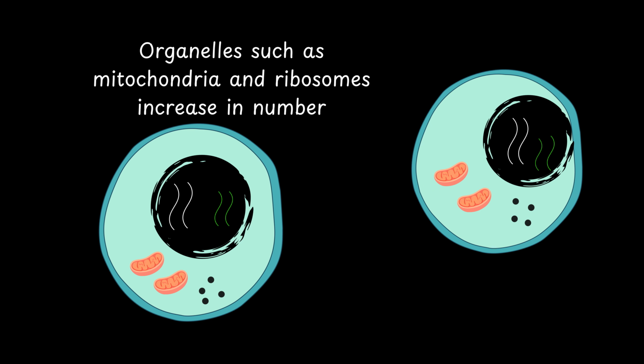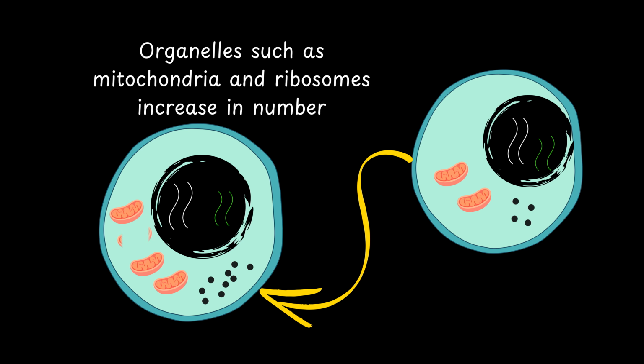The next thing that needs to happen is that the organelles, such as mitochondria and ribosomes, need to increase in number. And if you notice, there are 4 ribosomes in this cell at the top right here, and 2 mitochondria. And then you'll notice that the mitochondria and the ribosomes have increased in number. That is important, students, because the end result is that the cell will divide in 2, and there should be enough organelles for both cells.